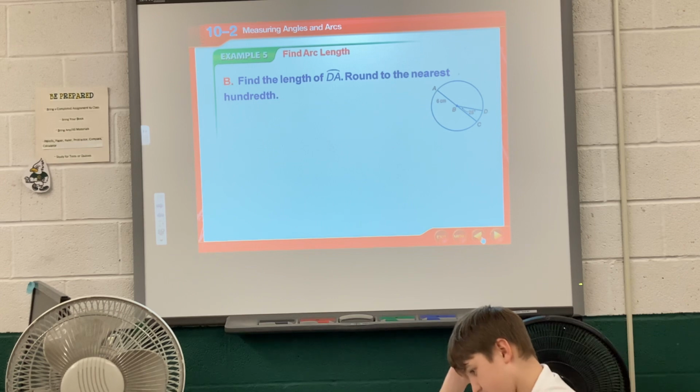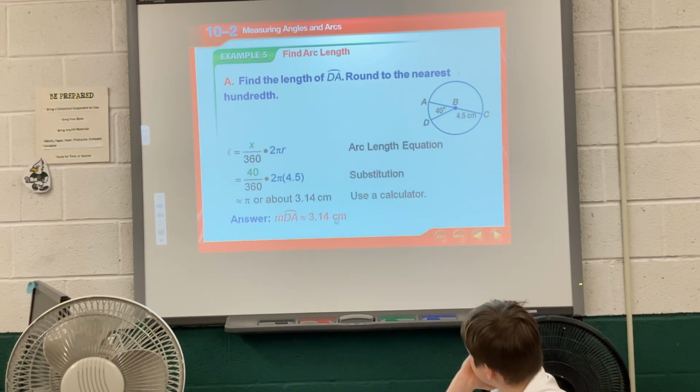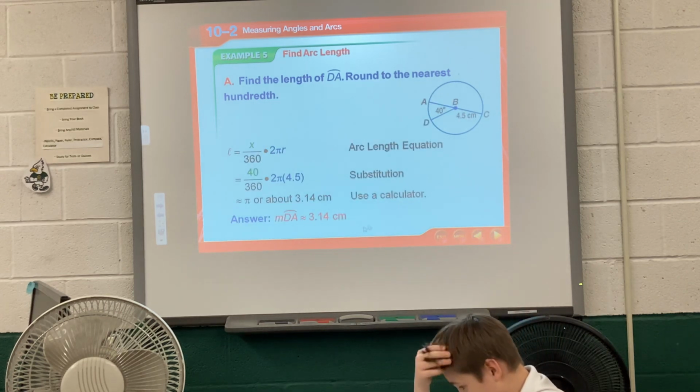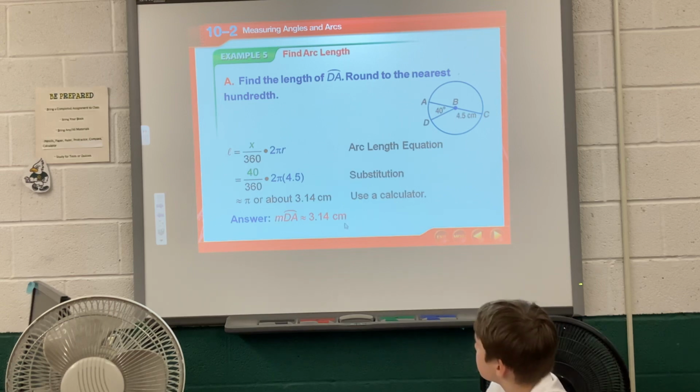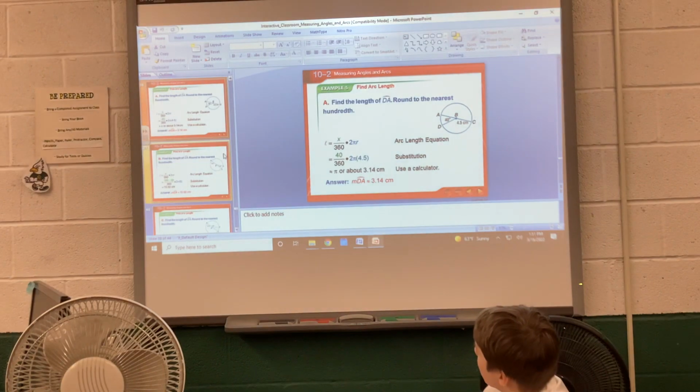Oh! Here's the other thing I want to make sure of. Remember this right here. Because it's a length now, don't forget that you have to have centimeters on it. Okay? That you have to have centimeters on it.